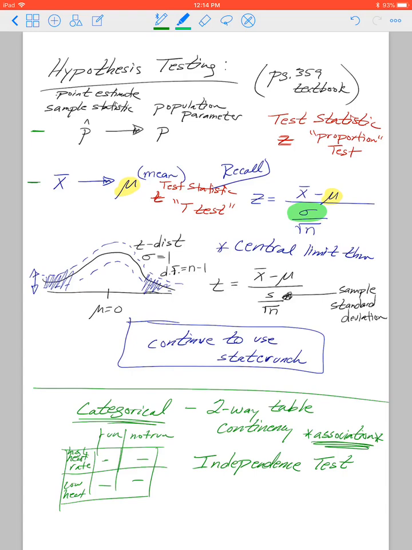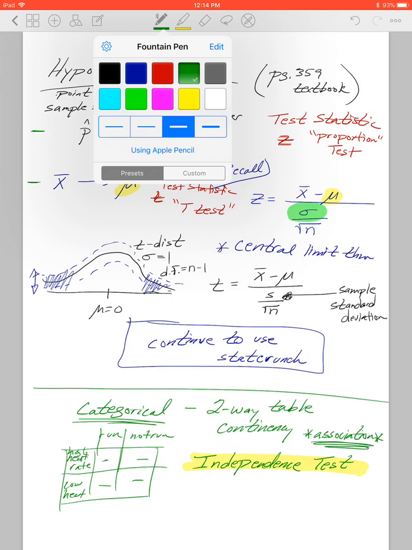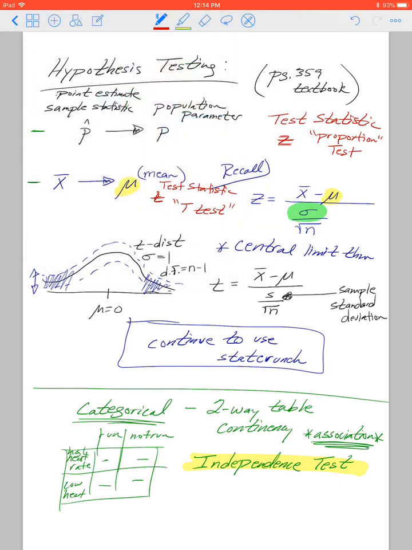This thing's pretty cool. Technology will take you the whole way here as long as you can handle the concept. But it's an independence test to say, hey, is there some sort of a relationship going on? Now in this case, I'm not going to talk to you in too much detail, but what we are actually using is something called chi-squared. Okay. There's actually several tests that we can use chi-squared for.